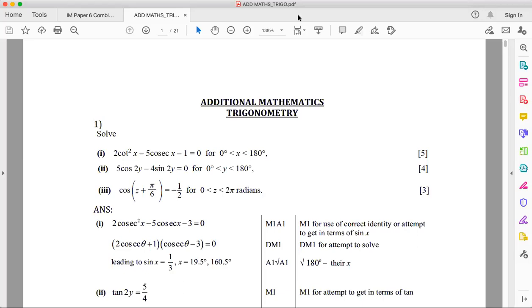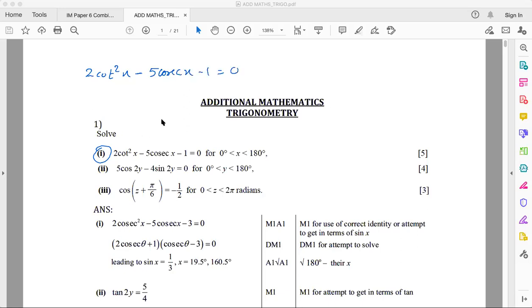So the next type is one of the questions that involves some quadratic equation solving. So here the question is 2 cot squared x minus 5 cosec x minus 1 equals 0. Now here what you notice is that we are linking up two terms, cot x and cosec x, which we have an identity for. So we're going to quickly use 1 plus cot squared x equals cosec squared x. So in place of cot squared x, we could put cosec squared x minus 1.